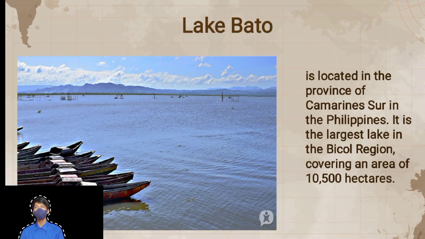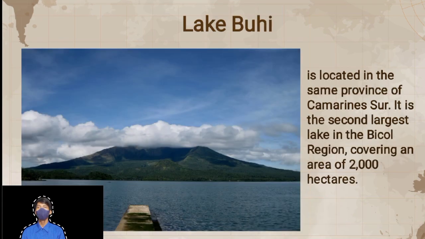Next is Lake Bato and Lake Buhi. Lake Bato is located in the province of Camarines Sur in the Philippines. It is the largest lake in the Bicol region, covering an area of 10,500 hectares. The next is Lake Buhi. Lake Buhi is located in the same province of Camarines Sur. It is the second largest lake in the Bicol region, covering an area of 2,000 hectares.